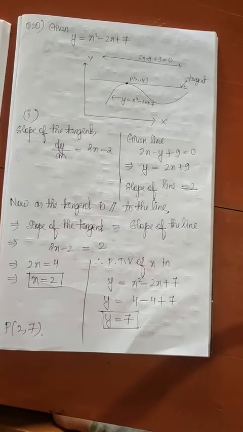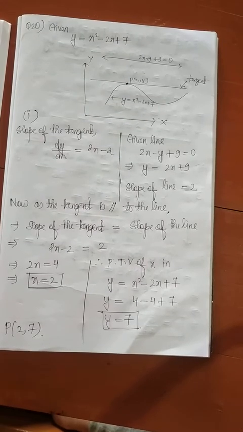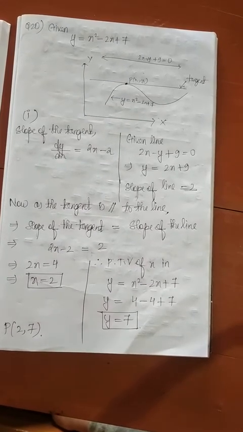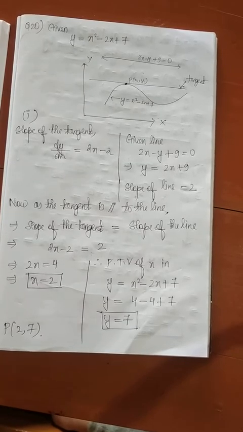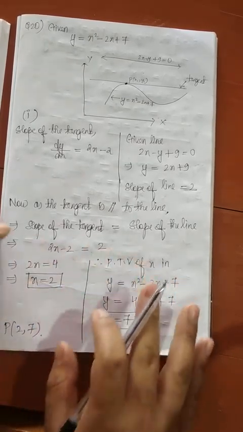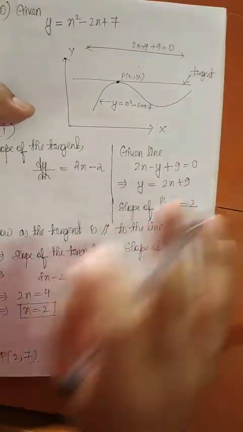Find the equation of a tangent to the curve this which is parallel to this. I'm just doing number 1 first and then I'll explain number 2 also. Okay. So find the equation of a tangent to the curve this. Now let us understand the figure as well. Find the equation of a tangent.